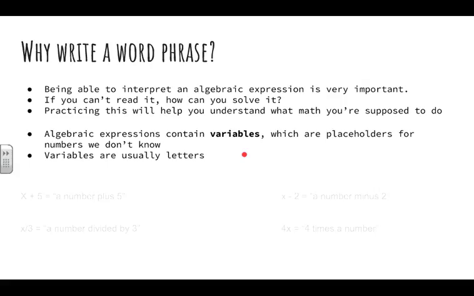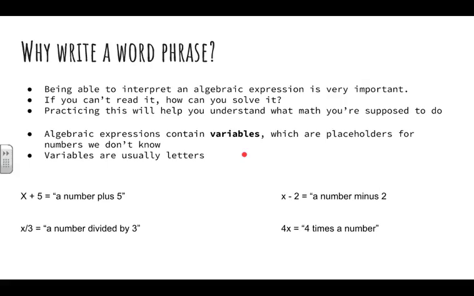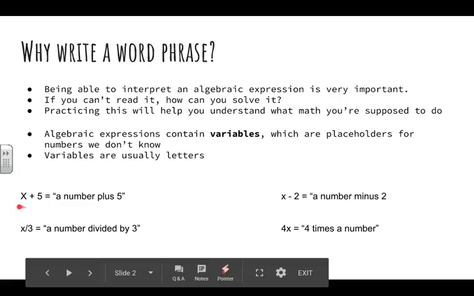All right, so let's take a look at some algebraic expressions and the word phrases we might create. This algebraic expression here, x plus 5, if we were writing out a word phrase, we would write a number plus 5, because x, our variable, can stand for any number. So a number plus 5. All right, x minus 2 would be a number minus 2.